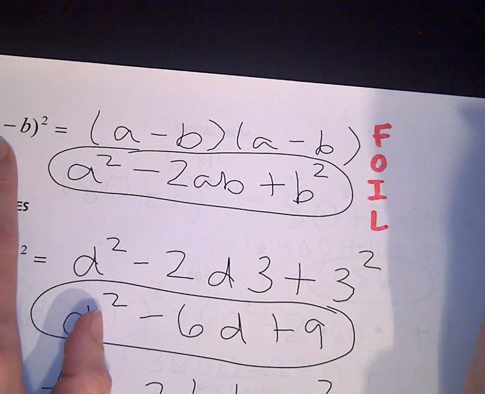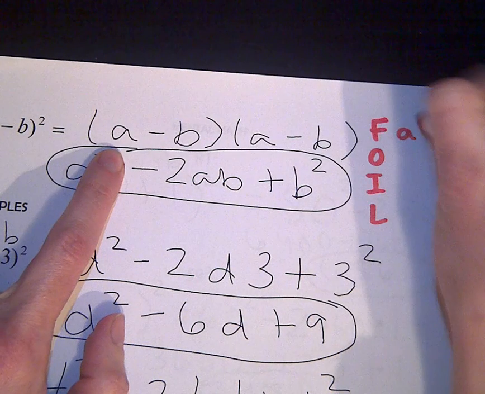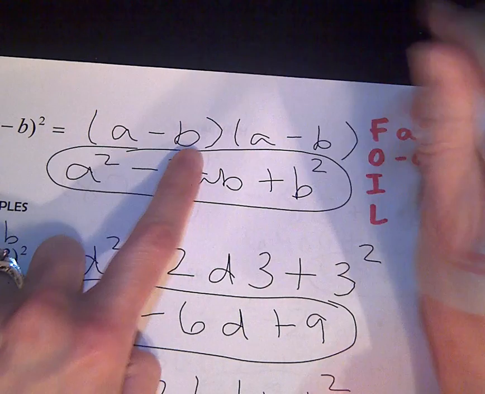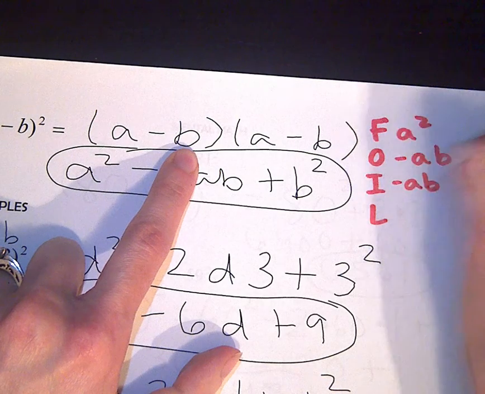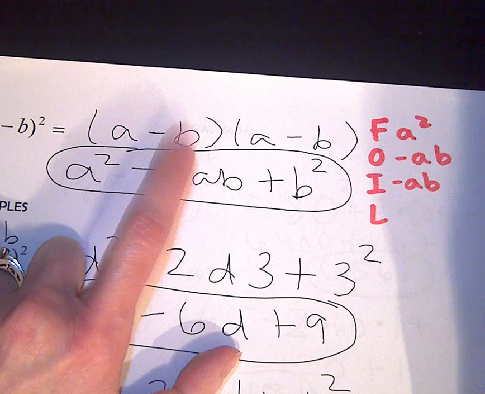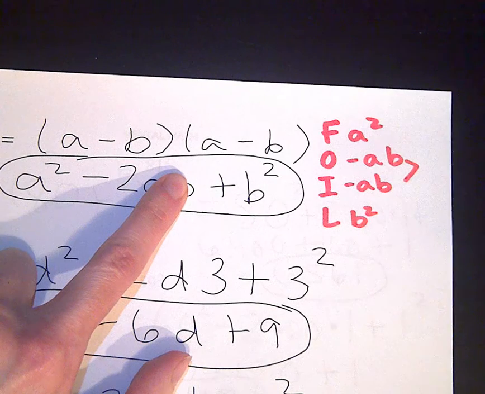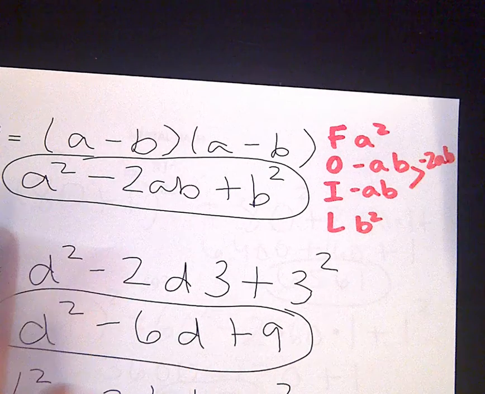I'm just doing subtraction here. My first is the a squared. My outer is a and negative b, so that's negative ab. My inner is negative b times a, so again, that's negative ab. We see that product is the same there, and negative b times negative b is b squared. So when I look at this, instead of getting the positive 2ab, I get negative 2ab. And that's where this rule comes from.